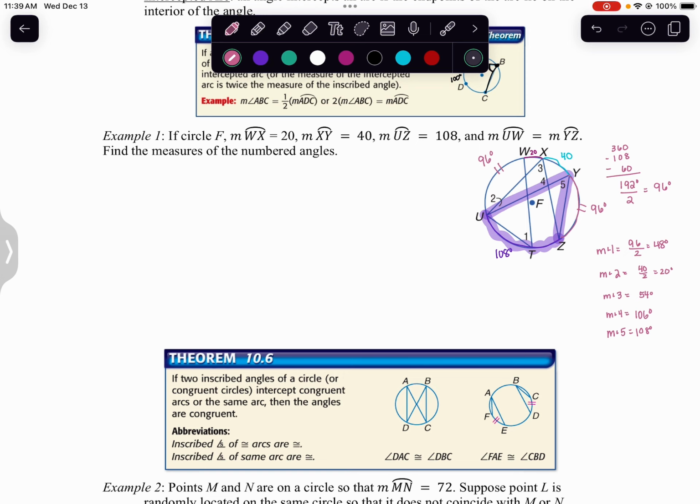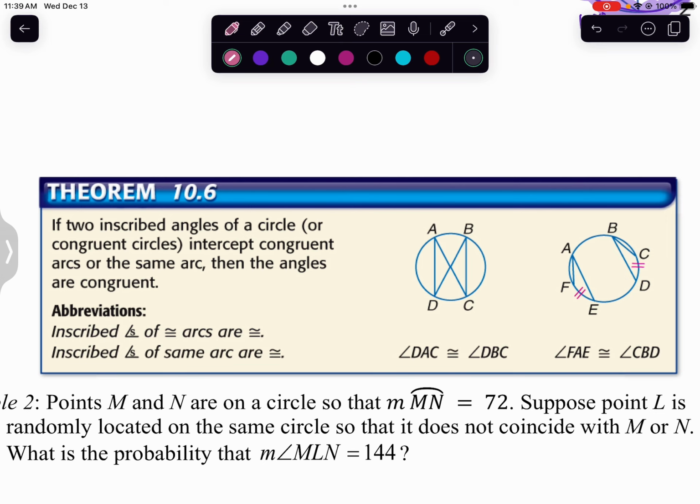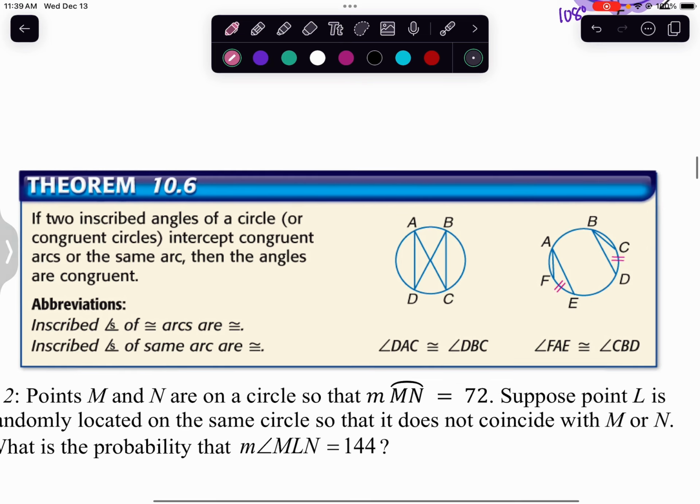The next theorem, and we sort of already just did this with angle 3 and angle 5, says if two inscribed angles of a circle or congruent circles intercept the same arc or congruent arcs, then the angles are the same. That's all that says. We really just did that with angle 3 and angle 5 because they both had that arc that was 108 degrees. So here's our example 2. It says points M and N are on a circle so that arc MN is 72.